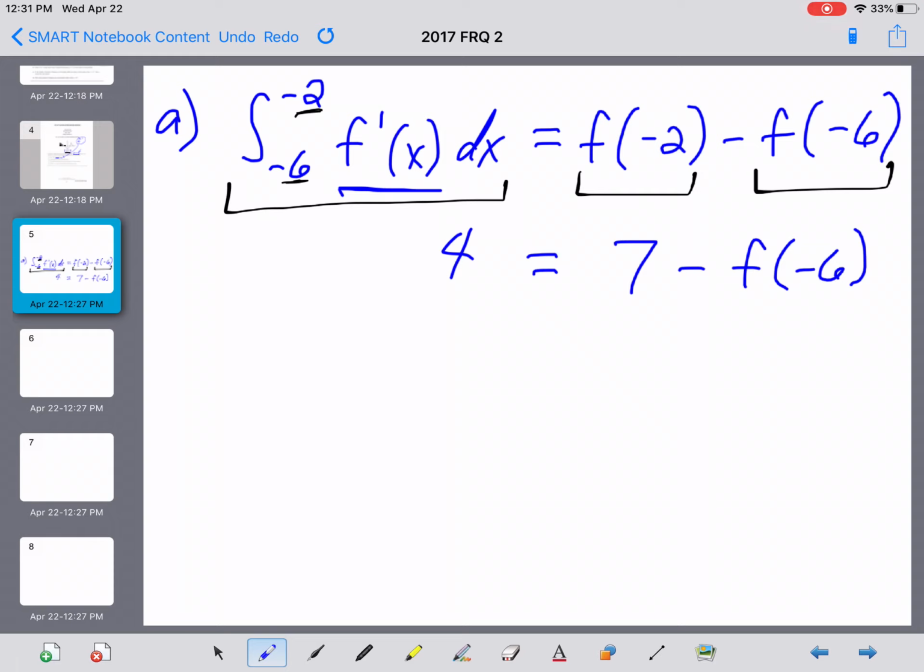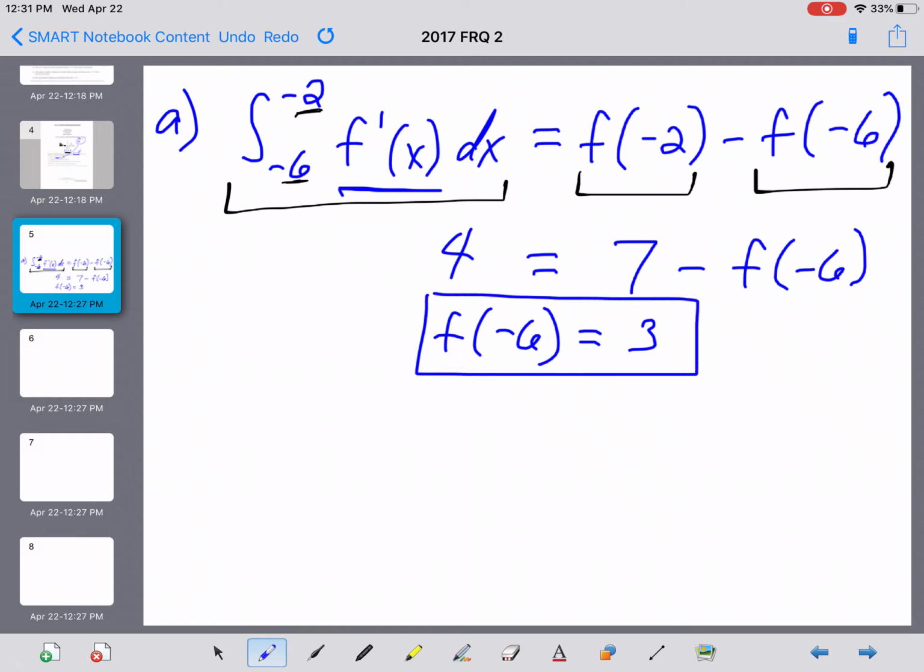And then moving some things around just a little bit right here, we are going to get that f of -6, as we move that to the left and the 4 back to the right, that f of -6 is going to equal 3. So there's the answer to the first part of A.